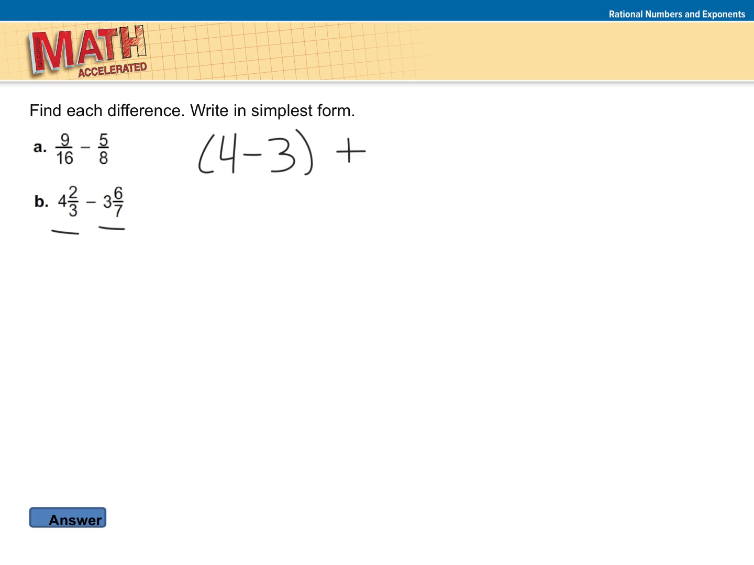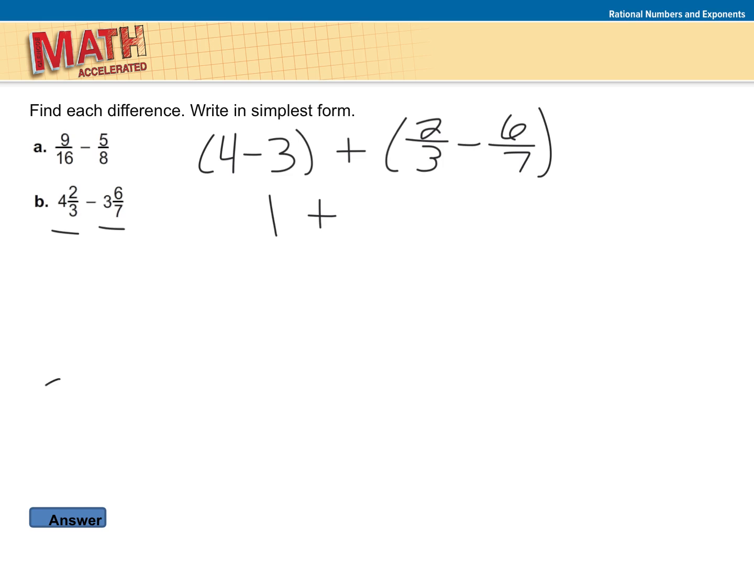plus, what are my fractions? 2/3 minus 6 over 7. Okay, what's 4 minus 3? 1. Can I subtract those fractions just yet? No, not yet. Why not? Because they're not the same. What would our common denominator be? 21.